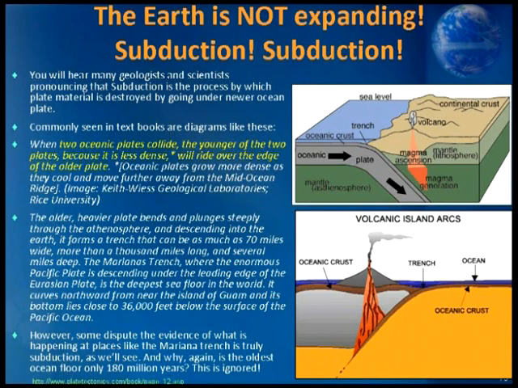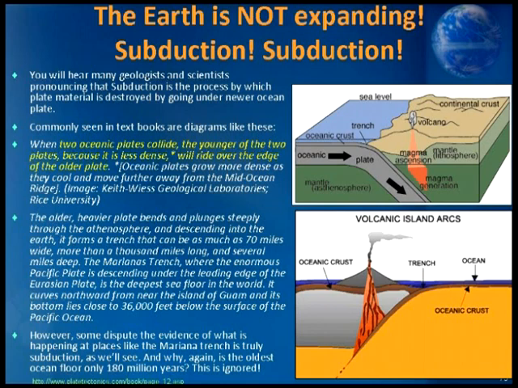When two oceanic plates collide, the younger of the two plates, because it is less dense, will ride over the edge of the older plate. Oceanic plates grow more dense as they cool and move further away from the mid-ocean ridge. The older, heavier plate bends and plunges steeply through the asthenosphere, and descending into the Earth, it forms a trench that can be as much as 70 miles wide and more than 1,000 miles long and several miles deep.